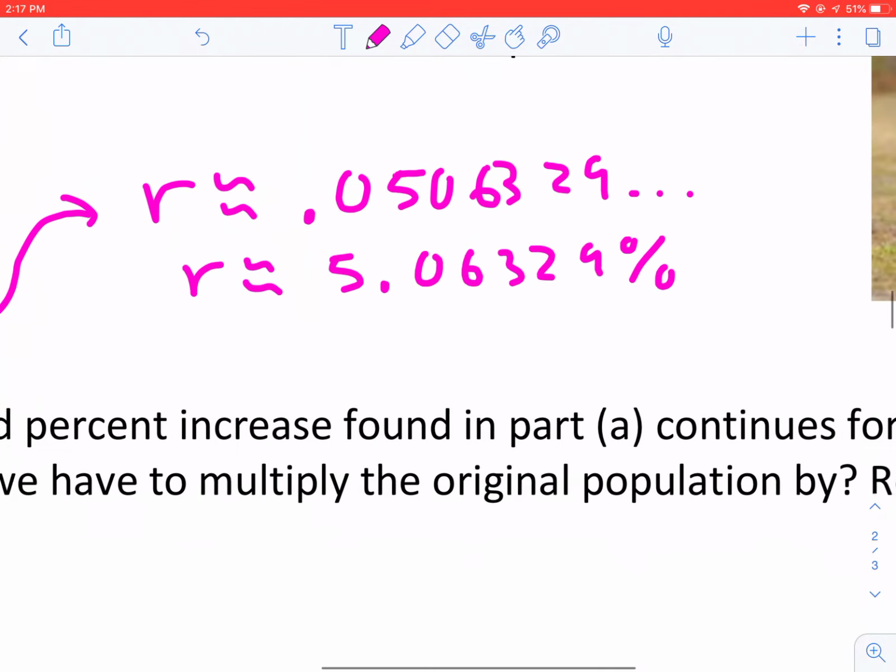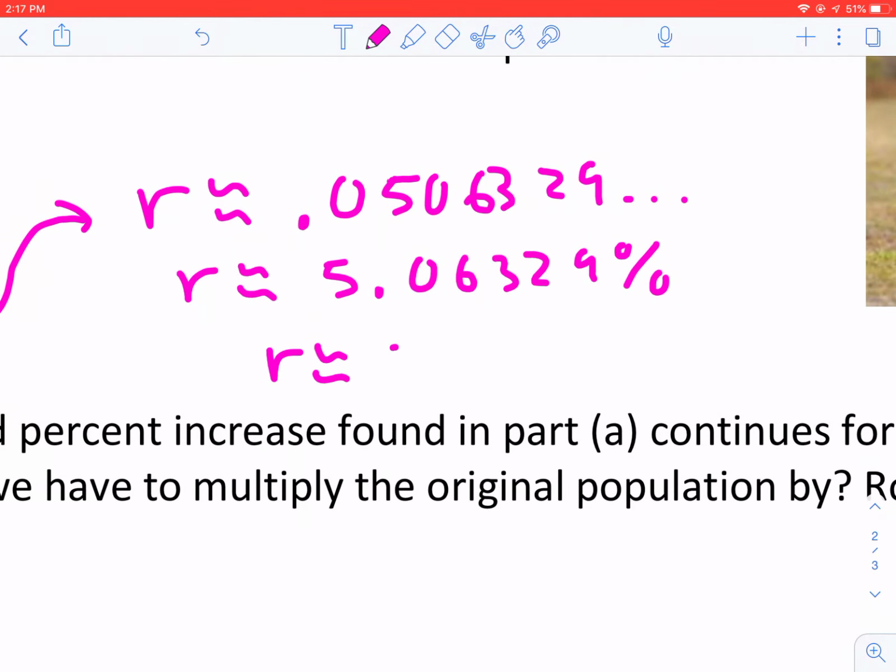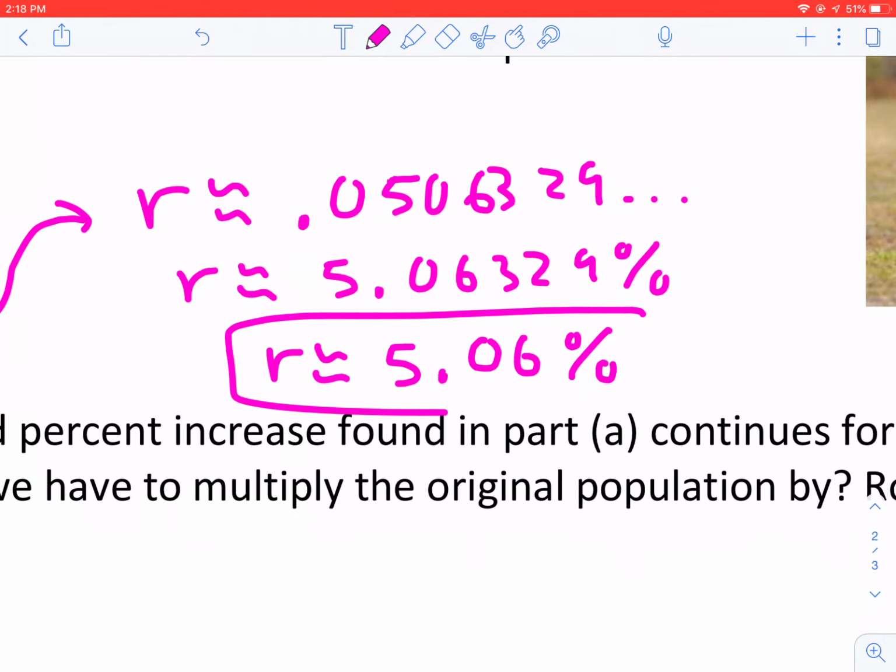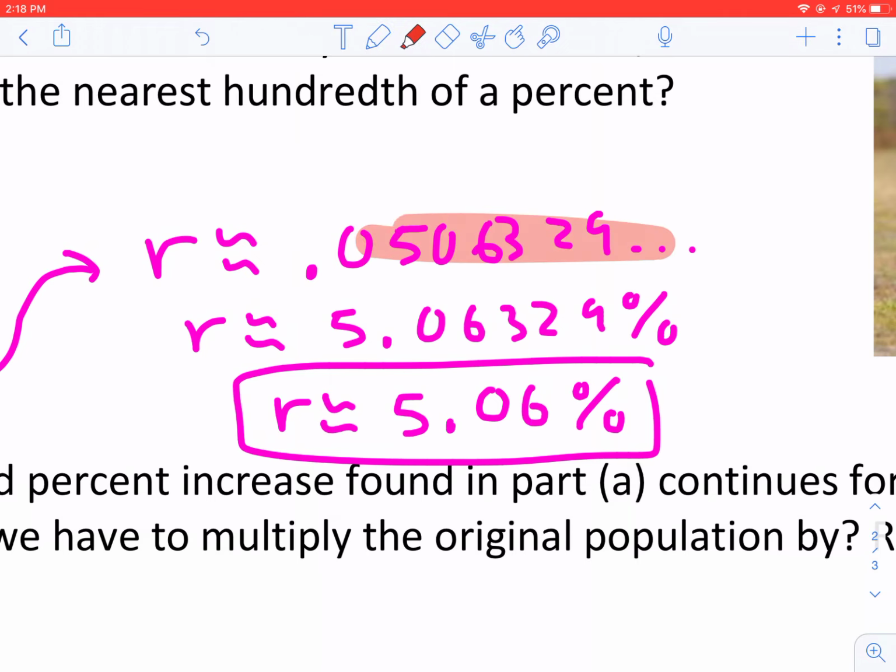And finally, now we are going to round to the nearest hundredth of a percent, 5.06%. Right? And again, some people round this value. Don't do that. Round the percentage. So leave as many decimals as you can along the way.